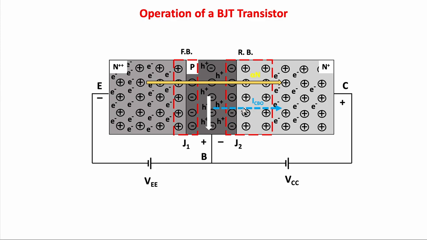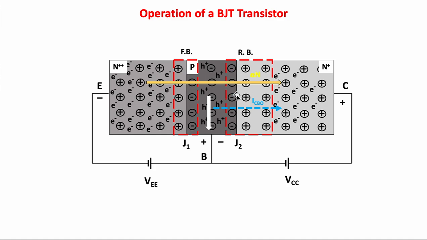In a reverse bias region, the junction creates a depletion region that prevents majority carriers from crossing. However, since we have minority carriers in the base region, which are electrons, the minority carriers can still move across the junction because they are not repelled by the electric field. Therefore, a leakage current, which we symbolize as ICBO, flows through junction 2 and also contributes to IC, the collector current.